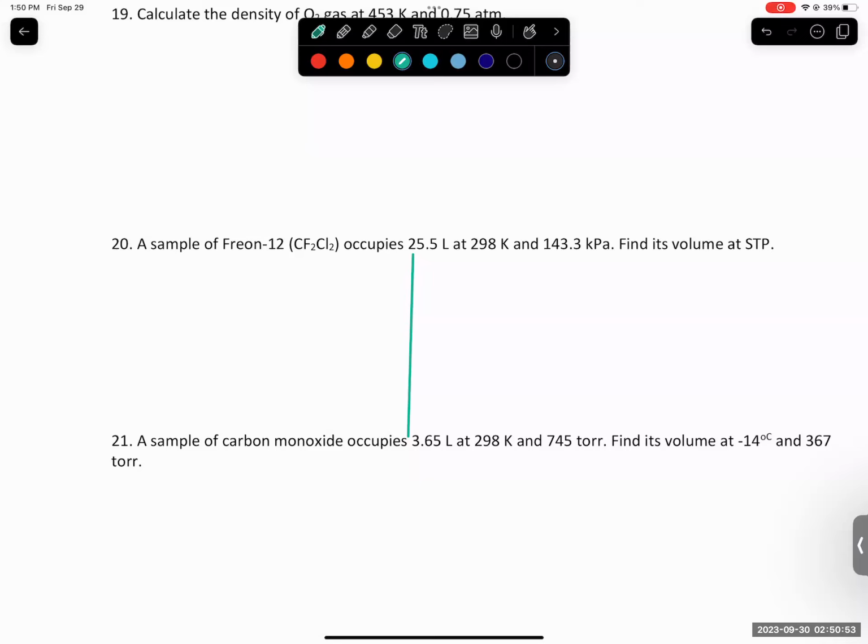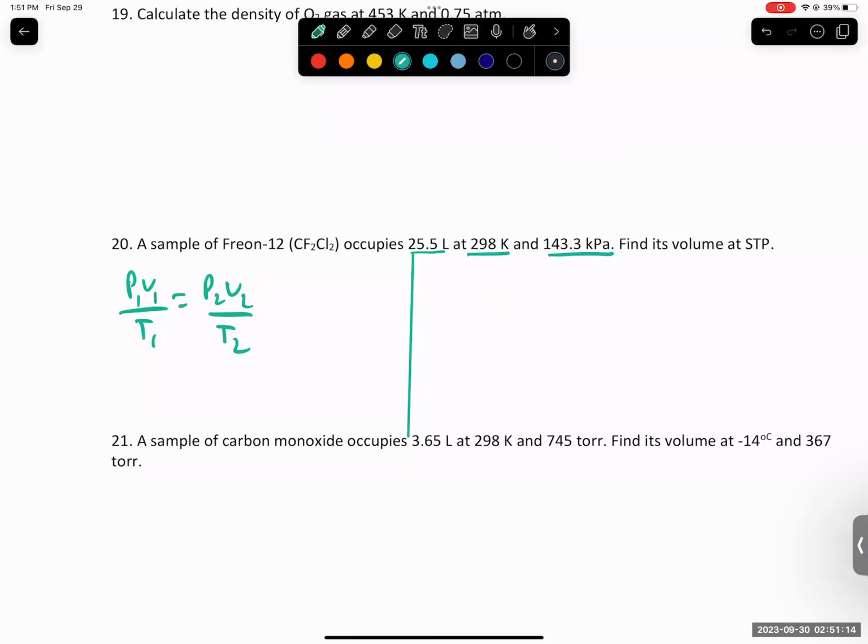Yep, that's one way to do it. So you could say P1 V1 over T1 equals P2 V2 over T2. That is one way of doing it. We'll do it that way first. So a sample of Freon 12 occupies 25.5 liters, 298 Kelvin, 143.3 kilopascals.